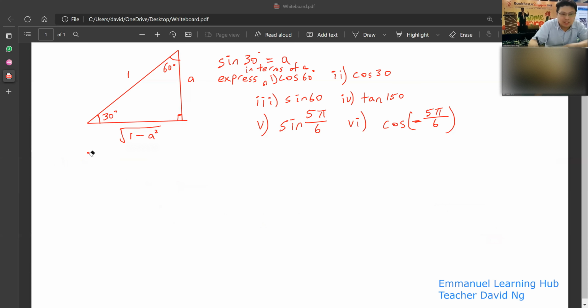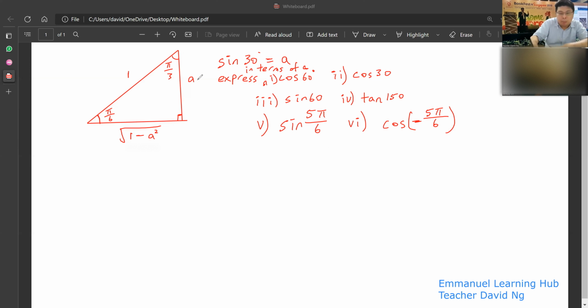You know how to do 5 and 6? I think so. Okay, first you need to convert this all to radian. Your 30 degrees, you change to pi over 6. 180 divided by 6 is 30. Then 60 is 2 pi over 6, which is pi over 3. So you convert to radian already, right?